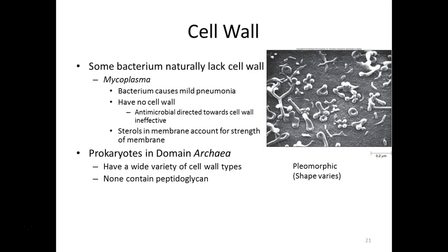Myco refers to fungi-like, so you can see these guys kind of stretch out and almost look like fungi under the microscope, and even in cell culture. So they're what we call pleomorphic. They can't hold a specific shape. They vary in shape. So I always think myco, fungi-like, plasma, referring to the fact that all they have is a plasma membrane. All they have is a cell membrane, no cell wall.